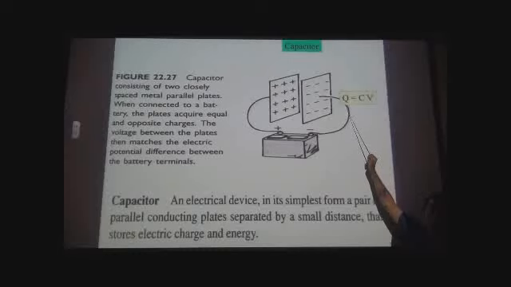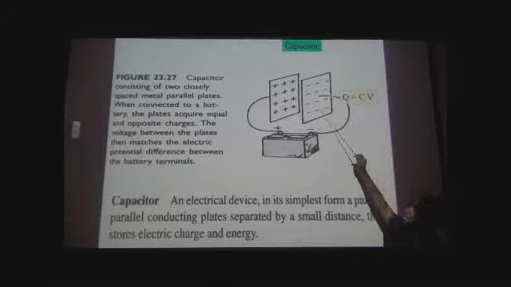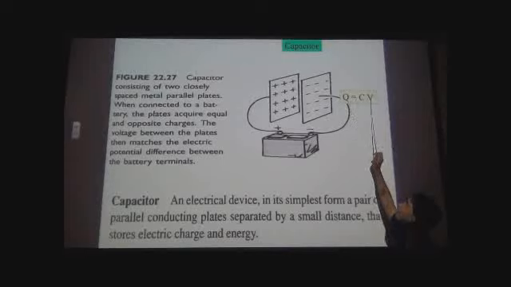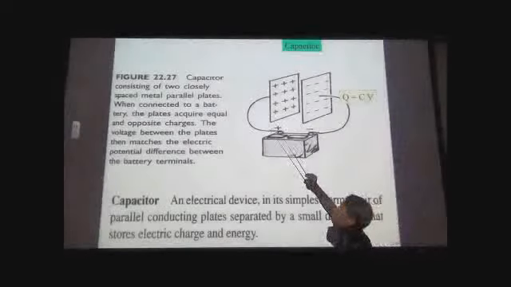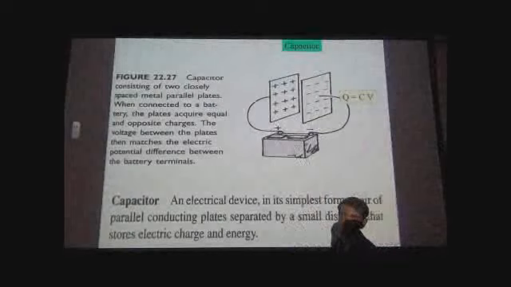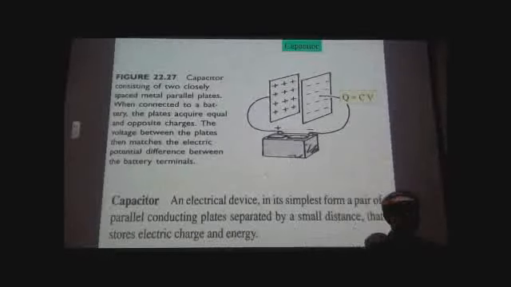The amount of charge Q is equal to C, which is the capacitance of the capacitor, multiplied by the voltage. So if I apply 10 volts between these two plates, I can store a certain amount of charge. If I apply 100 volts, I store 10 times that amount of charge, which literally means 10 times the number of electrons get stored. Now the capacitor gets charged up, and then you disconnect this, the capacitor stays charged.